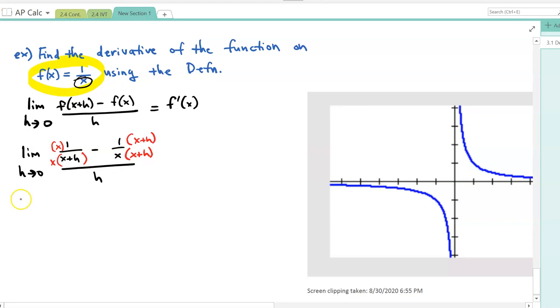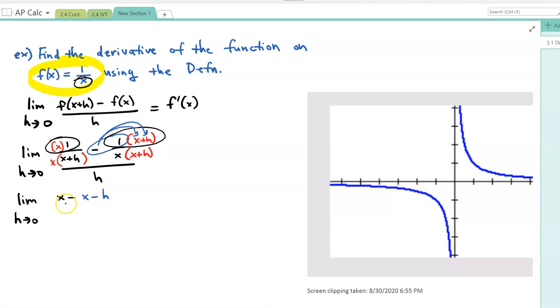So if I clean this up, I have x minus, this is x, minus x plus h in parentheses. Or I could multiply, I could distribute the minus sign. Let's go ahead and just distribute right away. Minus times the x and minus times the h. So minus x minus h. The denominator is x parentheses x plus h all over h. Don't forget the h.